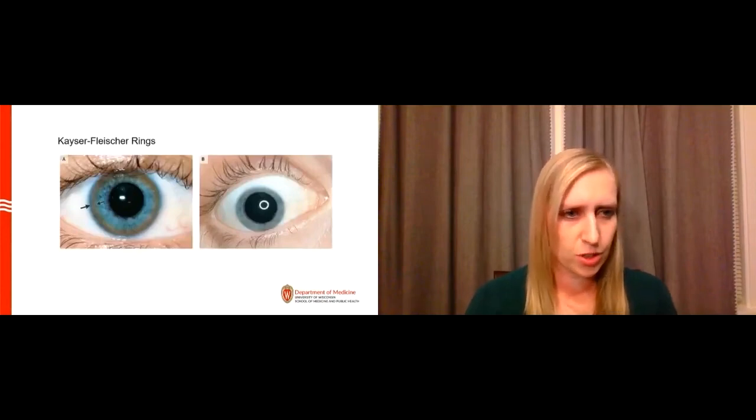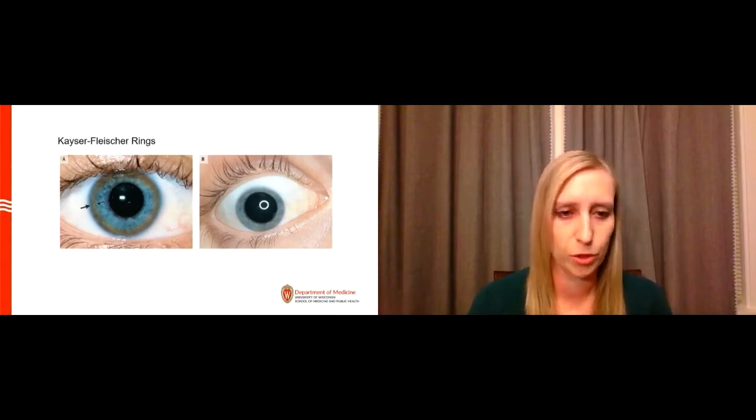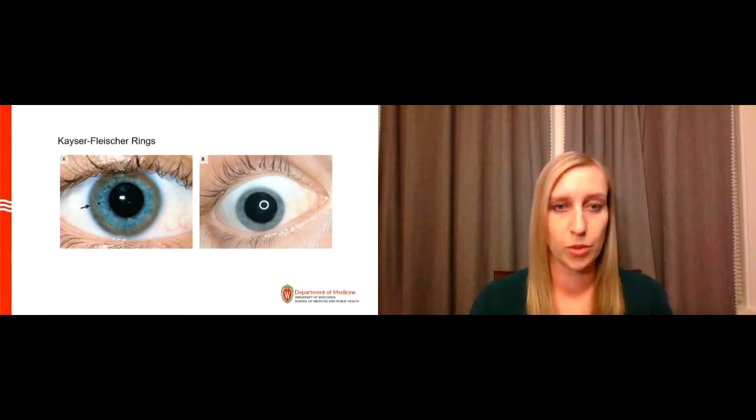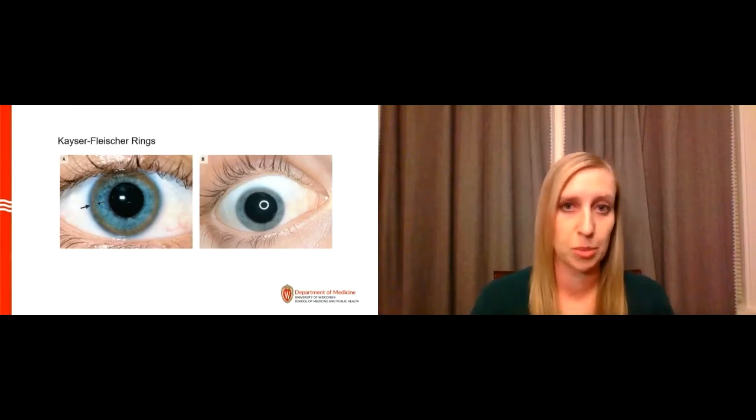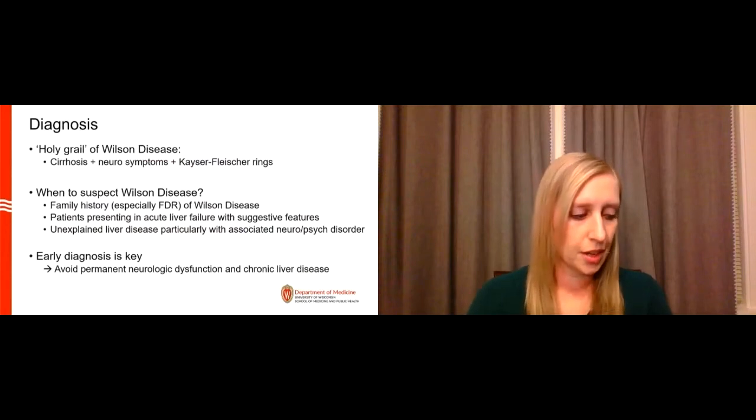So these are the Kaiser-Fleischer rings that I was mentioning before. You can see what they're pointing at here is the copper deposition forms a copper-colored ring around the eye. And this is the same patient approximately 5 years apart after they've been treated for their Wilson disease. So these do disappear generally with time with treatment. Next slide, please. Okay. So how do we diagnose Wilson disease?